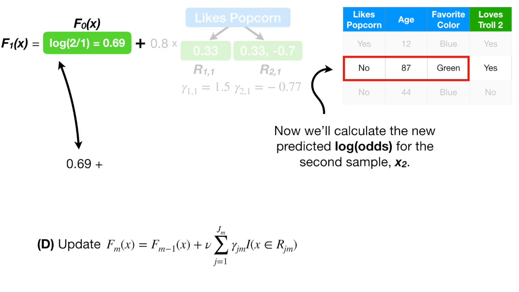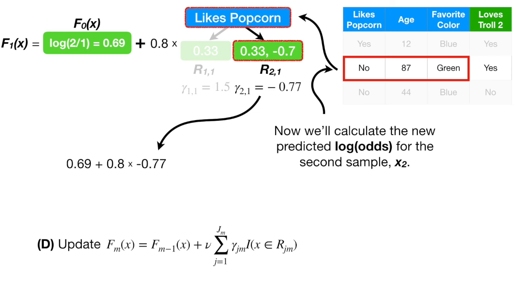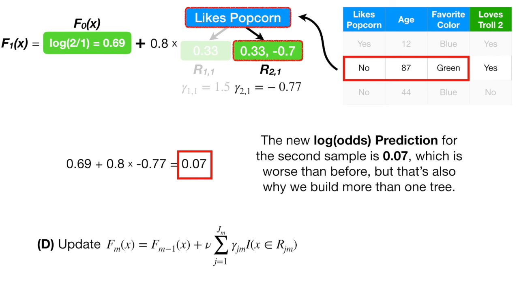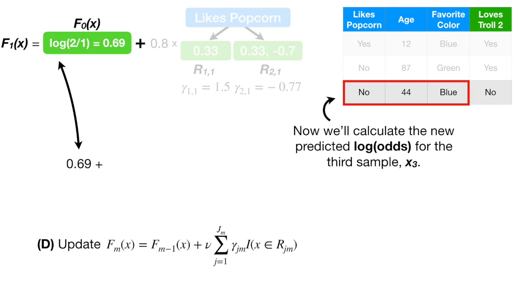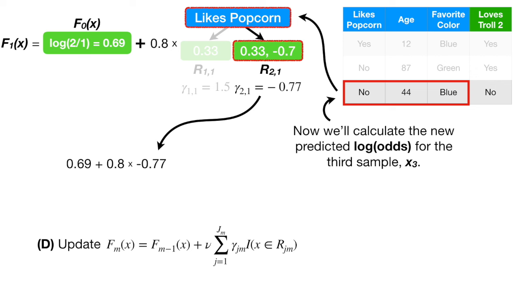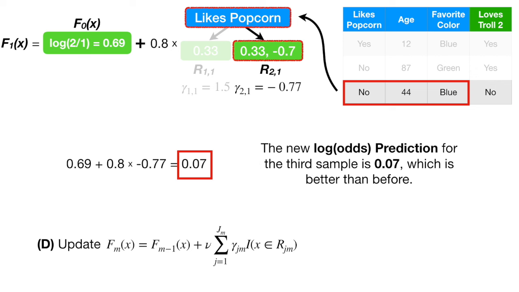Now we'll calculate the new predicted log odds for the second sample, x sub 2. The new log odds prediction for the second sample is 0.07, which is worse than before, but that's also why we build more than one tree. Now we'll calculate the new predicted log odds for the third sample, x sub 3. The new log odds prediction for the third sample is 0.07, which is better than before.